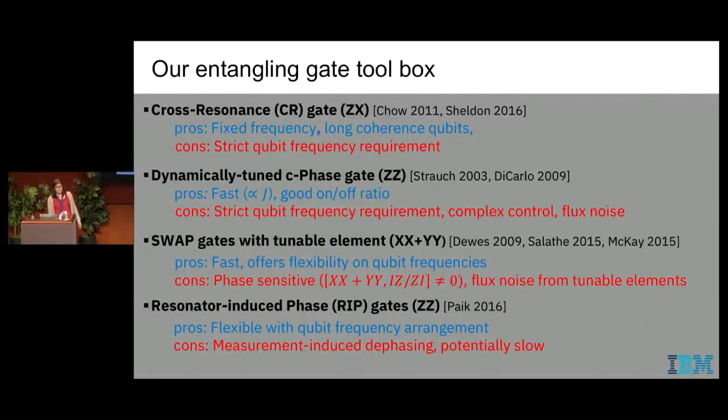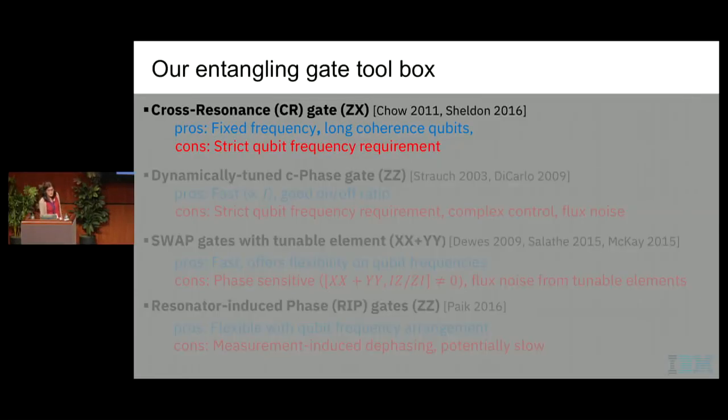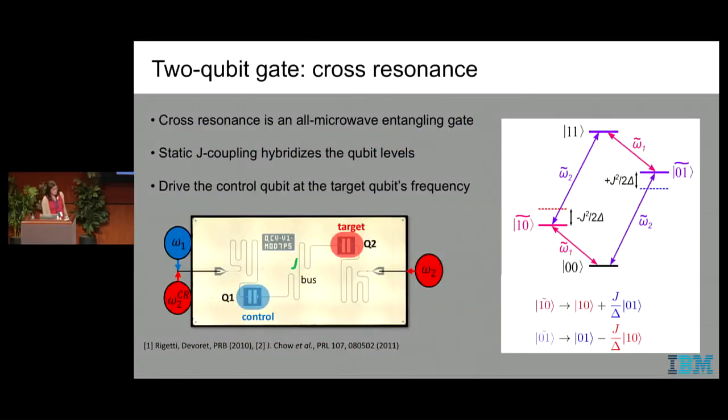How about 2-qubit gates? In superconducting qubits, there are different types of 2-qubit gates that you could use. Here's a list, but for this talk, I'm going to focus on the first one, the cross-resonance gate, or CR gate. The pro is that you could use fixed frequency qubits, and it has fairly long coherence. But the cross-resonance gate works well within a certain frequency range, so that could be difficult. Nonetheless, we have qubits where the cross-resonance gate is an all-microwave entangling gate.